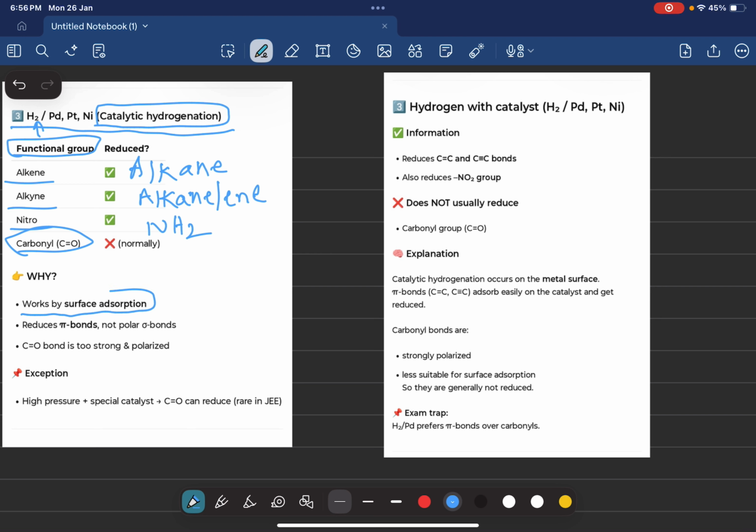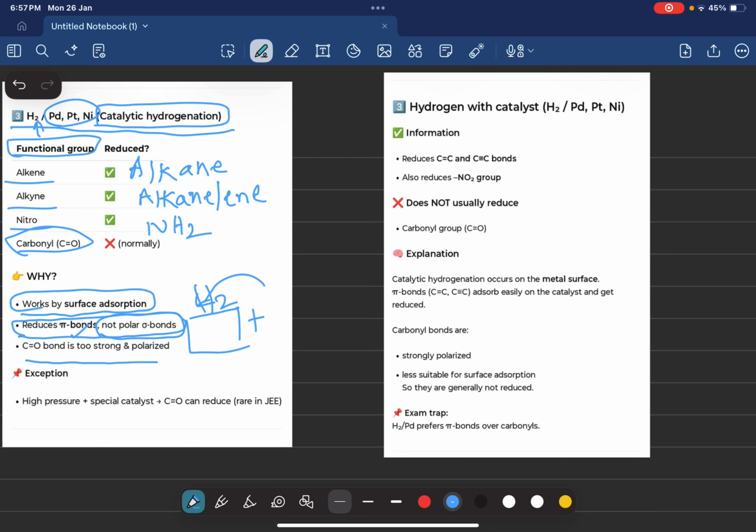It works by surface adsorption, that means these metals have many active sites and provide surface area for the reaction. First we use the metal surface, over that we pass the alkene and hydrogen gas, then it starts reacting with alkenes, alkynes or nitro compounds. So it works based on the surface adsorption phenomenon. So it reduces pi bonds, not polar sigma bonds. Only pi bonds are reduced, not polar sigma bonds.